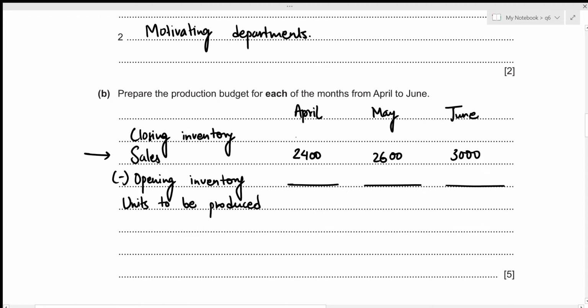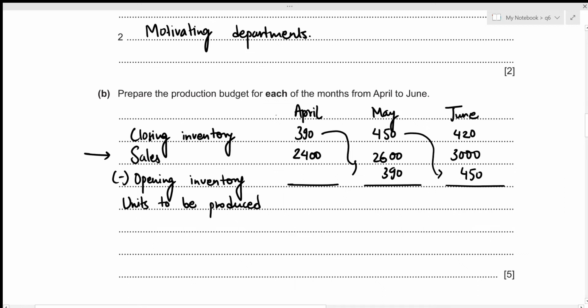Okay, so that's 390 for April, 450 for May, and 420 for June. Now, opening inventory, we know that the closing inventory of last month would act as the opening inventory of this month. So in case of May, April's closing inventory will be its opening inventory. So that's 390. Similarly, for the month of June, the opening inventory will be equal to the closing inventory for the month of May. So that's going to be 450.